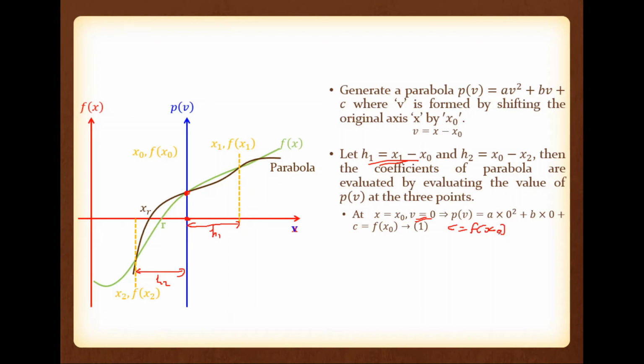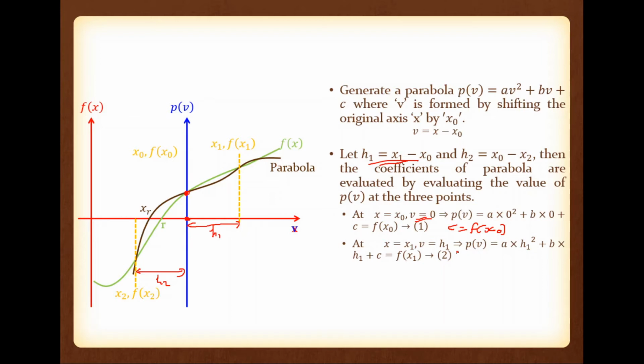Is it clear? So now substitute x1 into this equation. What do we have? At x equal to x1, what is v? v equal to x1 minus x0. Am I correct? And what is x1 minus x0? This is h1. Am I correct? So at x equal to x1, v equal to h1. So what about p of v? Now what is p of v?